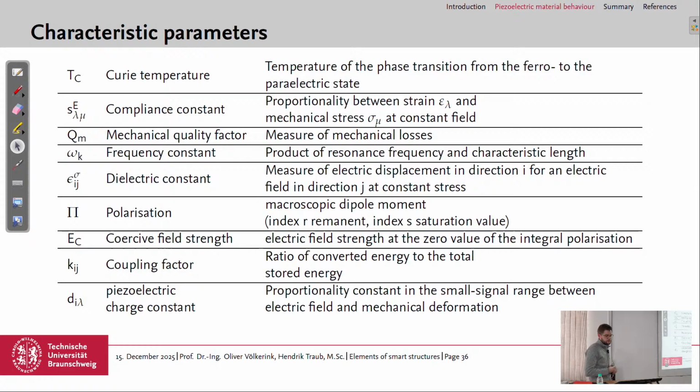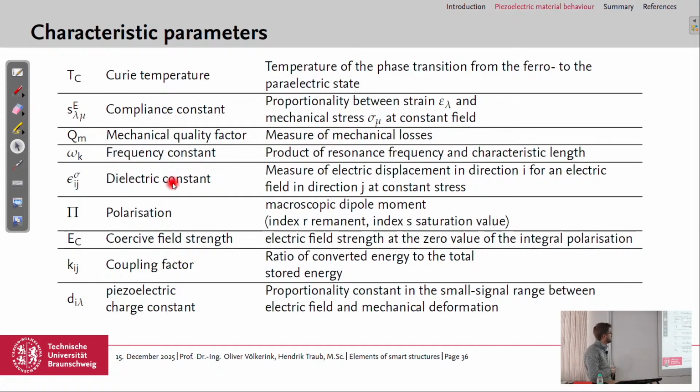Okay, then, coming close to the end of this lecture, we have a look at the characteristic parameters. We have the Curie temperature, which is the temperature of the phase transition from the ferroelectric to the paraelectric state, so the temperature where the lattice changes. We have the compliance, the proportionality between strain and mechanical stress at a constant field, indicated by the E. We have the mechanical quality factor, which is the measure of the mechanical losses under dynamic behavior, so the sharpness of the resonance peak.